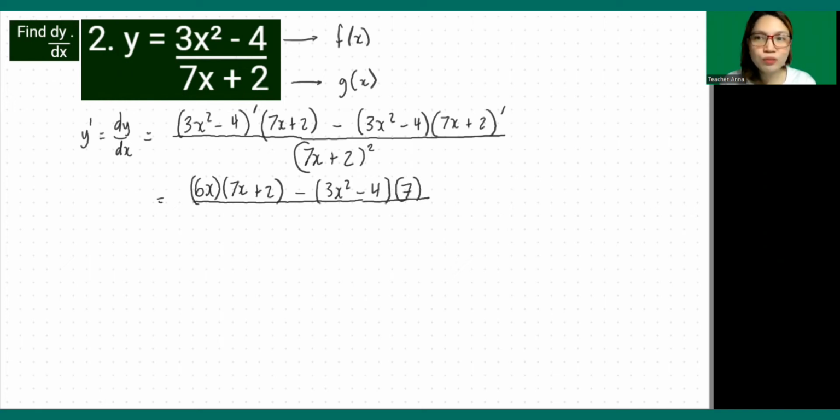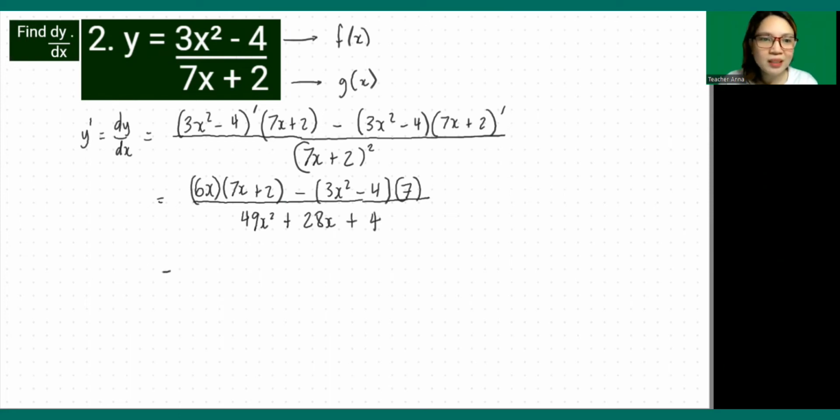And then all over, again, squaring a binomial. Square the first term, that will be 49x squared. And then multiply the terms and double it. So that will be 14x times 2, which is 28x. And square the last term, so that will be a positive 4.